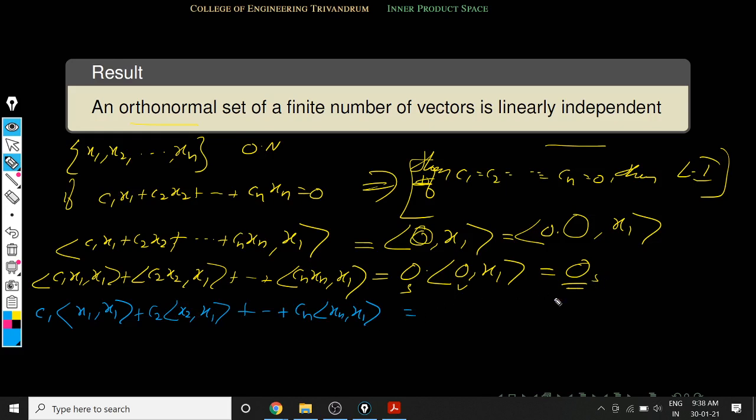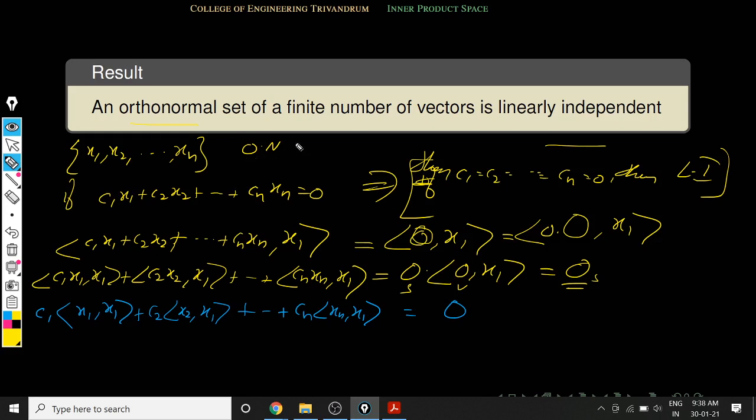Whatever, the right hand side is 0. By simplifying, we get the right hand side is 0. So c1 into inner product of x1 x1 plus c2 into inner product of x2 x1 etc plus cn into inner product of xn x1 equal to 0. Right, and what is our assumption? Our assumption is this given set is orthonormal.